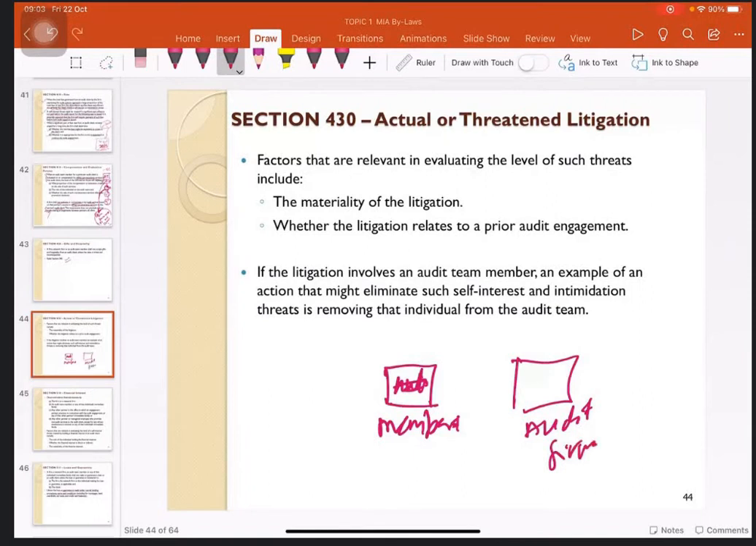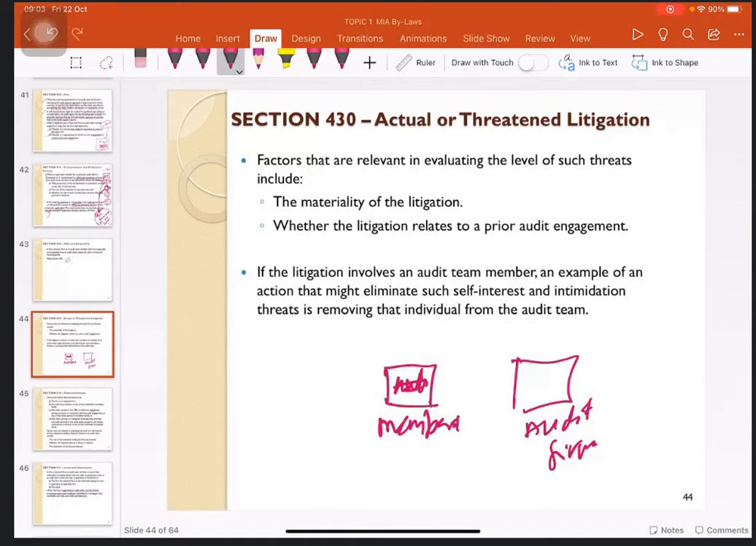Okay, so such threat include the materiality of the litigation. Kita nak tengok sama ada jumlah litigation later on kalau dia take legal action against us, how much is the value of that litigation, okay? So whether the litigation relate to the prior audit engagement. Kadang-kadang benda tu dah berlaku a few years, barulah dia nak take the legal actions, okay?